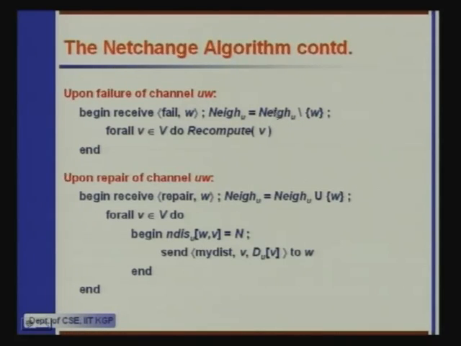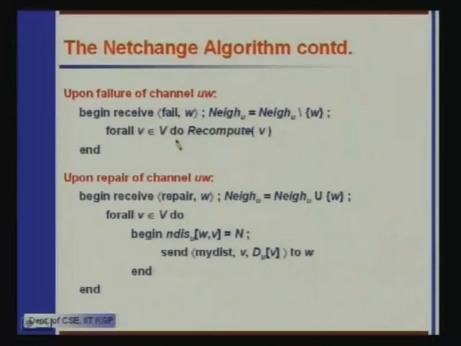Now, if the set of neighbors changes, then again my distance to any V can change, because previously I was routing packets maybe through that channel, through that neighbor, but that neighbor is no longer there, that channel is down. So, I will have to recompute my distances to V, right. So, for all V belonging to V, we do recompute V. Now, remember that for all V we have to do this, not for any particular V, right, because distances to any V can have changed.